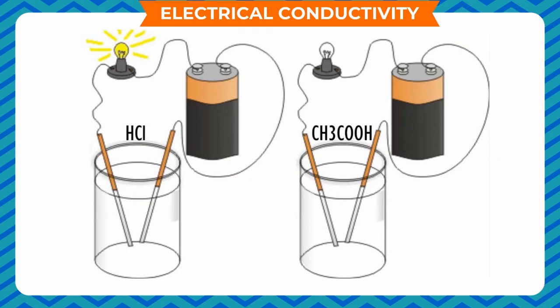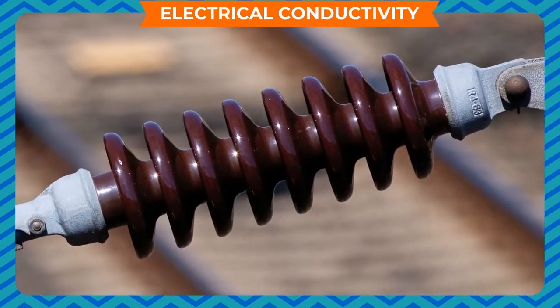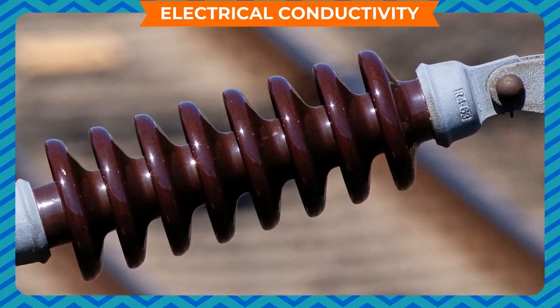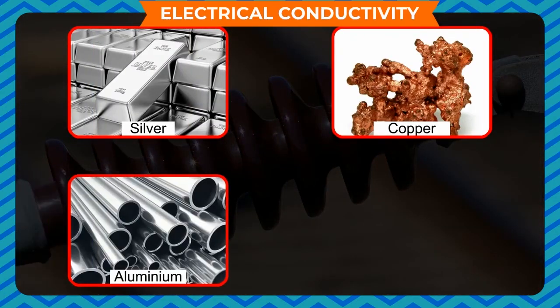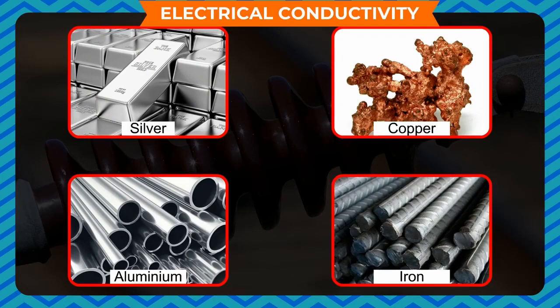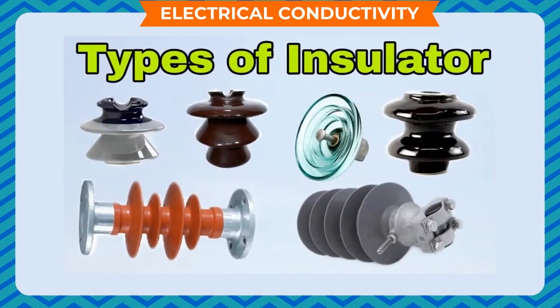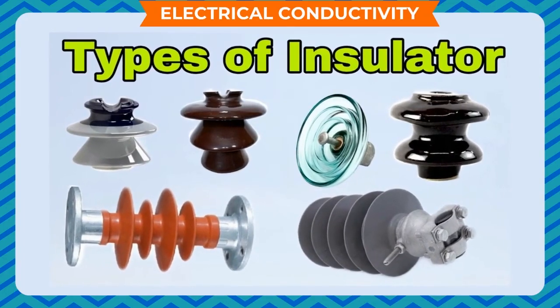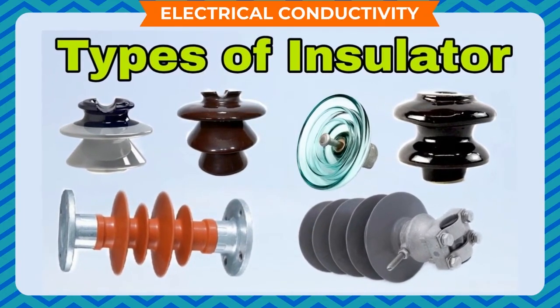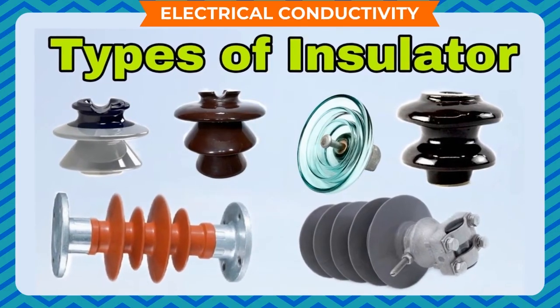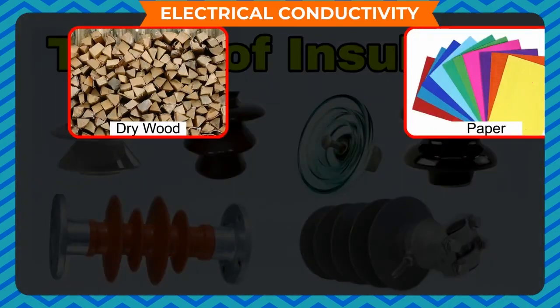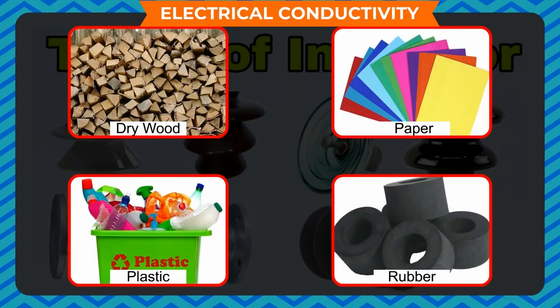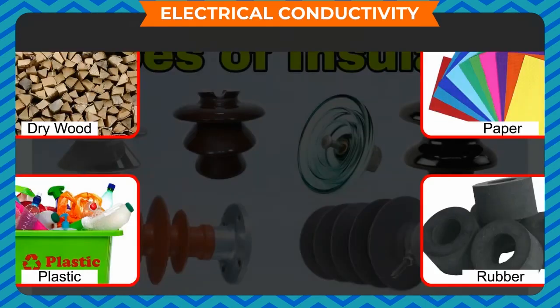Such materials are called conductors. Examples of electrical conductors are silver, copper, aluminium, iron, etc. The materials which do not allow the electrons or electric current to pass through them are called insulators. Examples of insulators are dry wood, paper, plastic, rubber, etc.